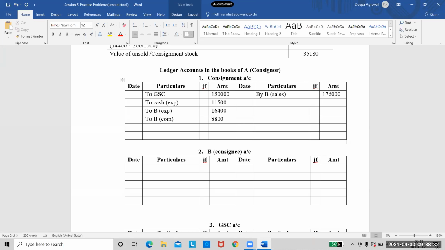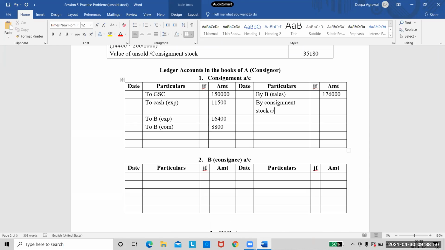After B's commission, our next step is the consignment stock. And we have already calculated the value. So we have to enter that entry. So come to the credit side, write the entry as by consignment stock account. And the amount we have already calculated, our amount is 35,180. Right? So now we have taken all the entries.